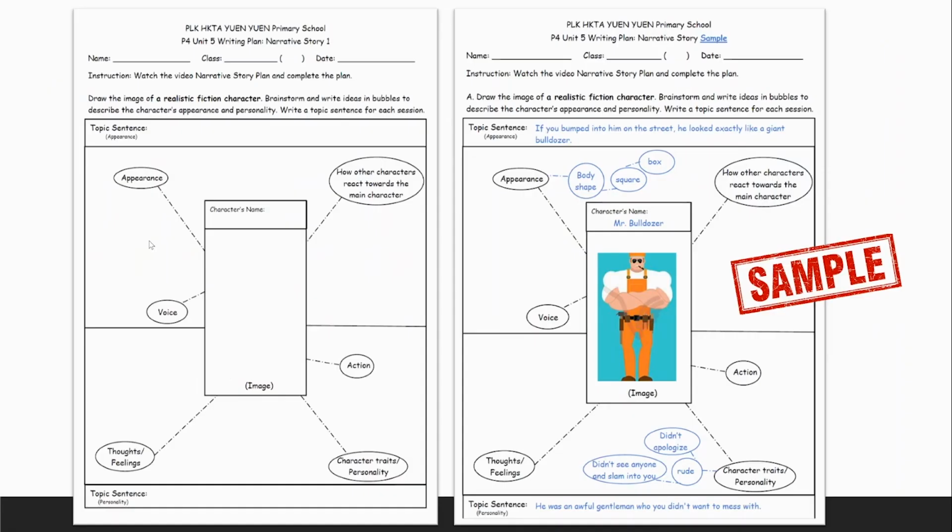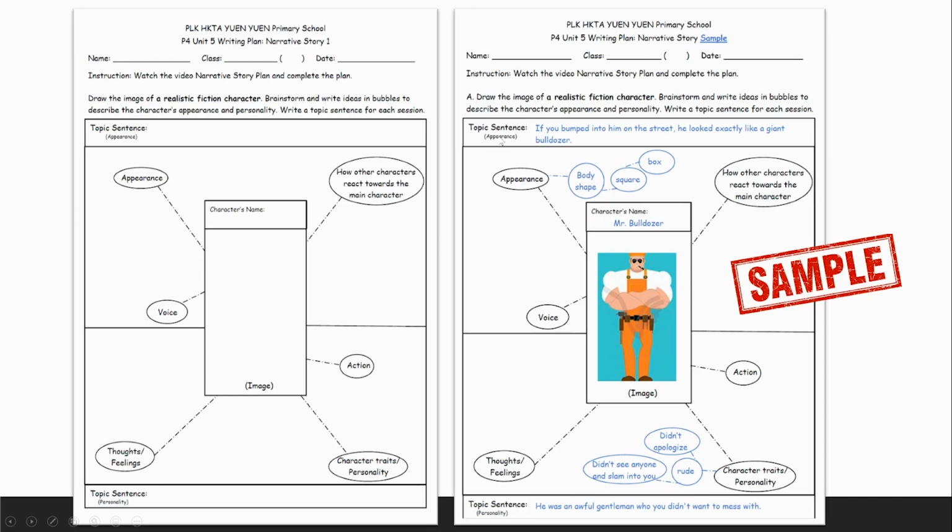Now it comes to the very last part of the video. It is your assignment. You are given 2 weeks to write or actually make your plan for your own realistic narrative story. You are suggested to print out a paper copy of the assignment because you have to draw a realistic fiction character as part of the assignment. Then, brainstorm and write ideas in bubbles to describe the character's appearance and personality. Last but not least, write a topic sentence for each section. Here is a sample.